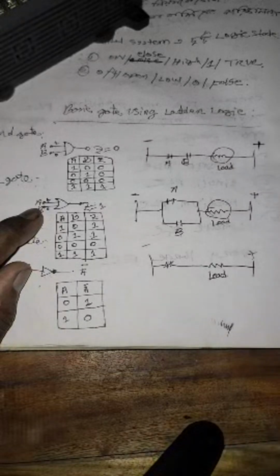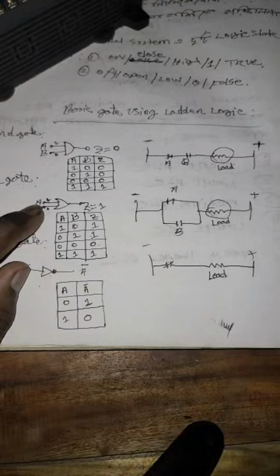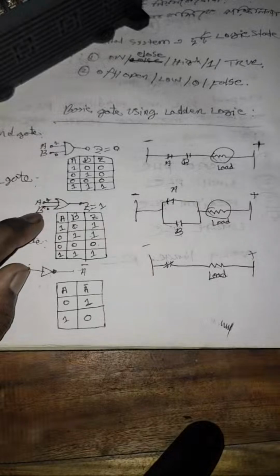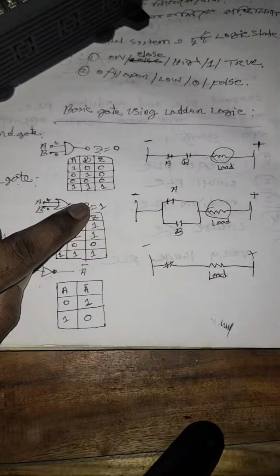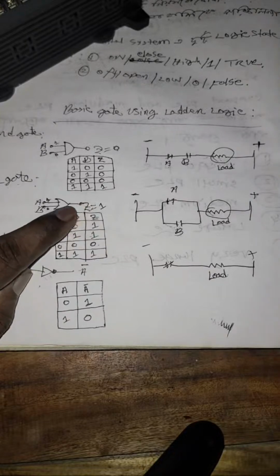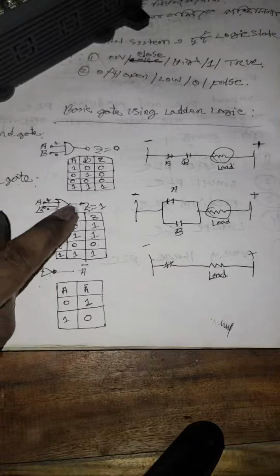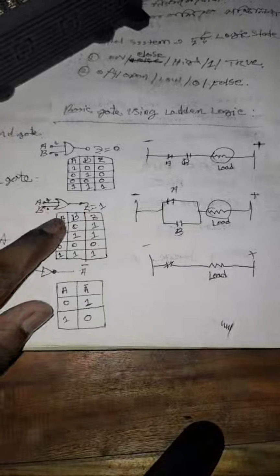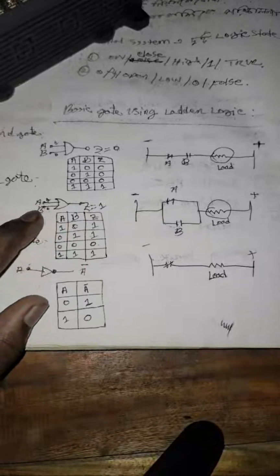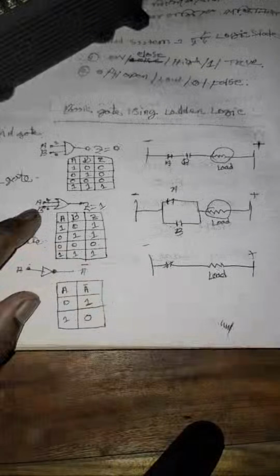OR gate, meaning adding, just add. So when A input is 1 and B input is 0, then output is 1, because 0 plus 1 equals 1. So adding: when one input is high, then output is high. When one input is low and one input is high, output is high. When two inputs are low, output is low. When two inputs are high, output is high.